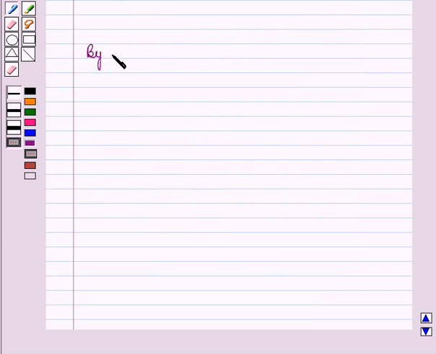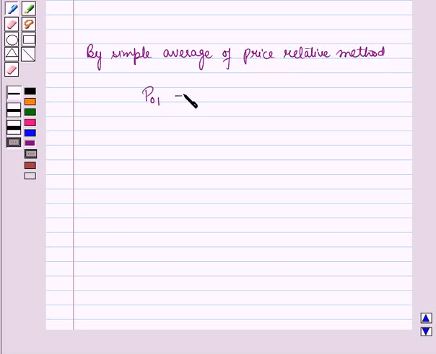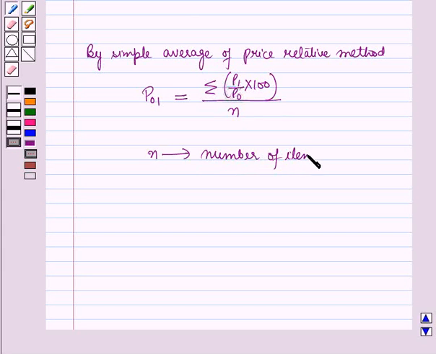Now before starting the solution of this question, we should know a result. And that is, by the simple average of price relative method, P01 is equal to summation of P1 over P0 into 100, the whole over N, where N is the number of items or commodities.